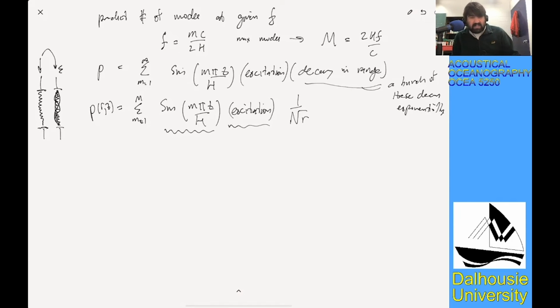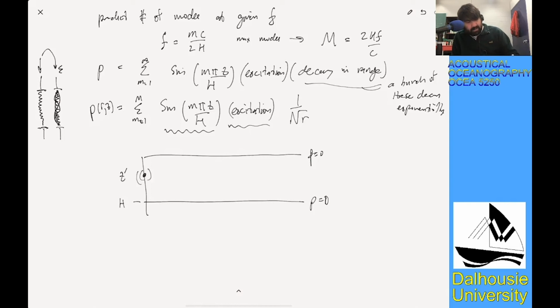And really that's what these modes are telling us, right? So we have our waveguide, pressure release surfaces, the depth is h, we put our source here at z prime, it's axially symmetric, it's range independent, and now we're saying, okay, this is going to be mode 1, mode 2 is going to be a total complete wavelength, mode 3 is going to be, right, etc., etc.